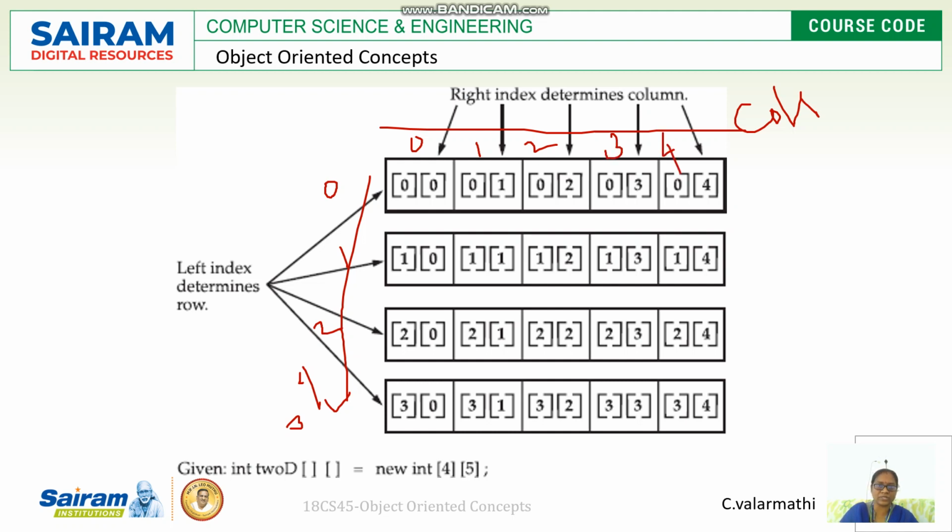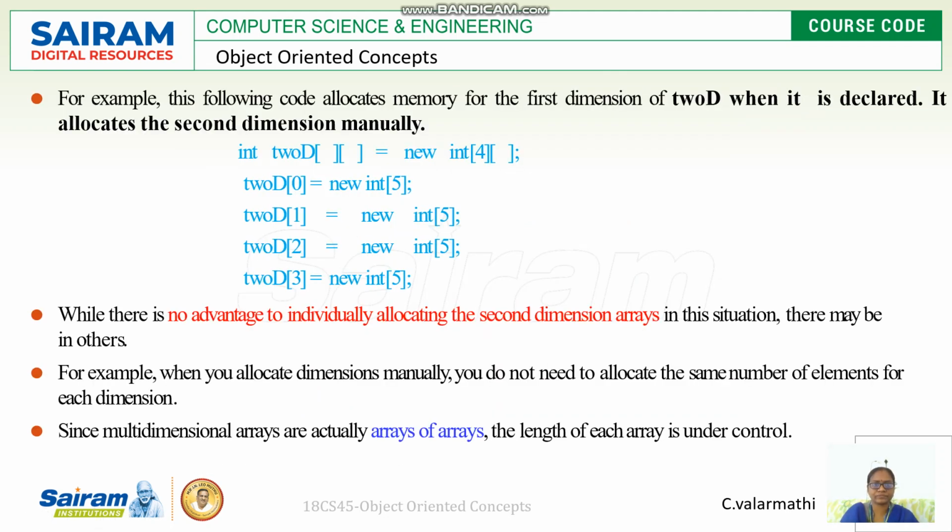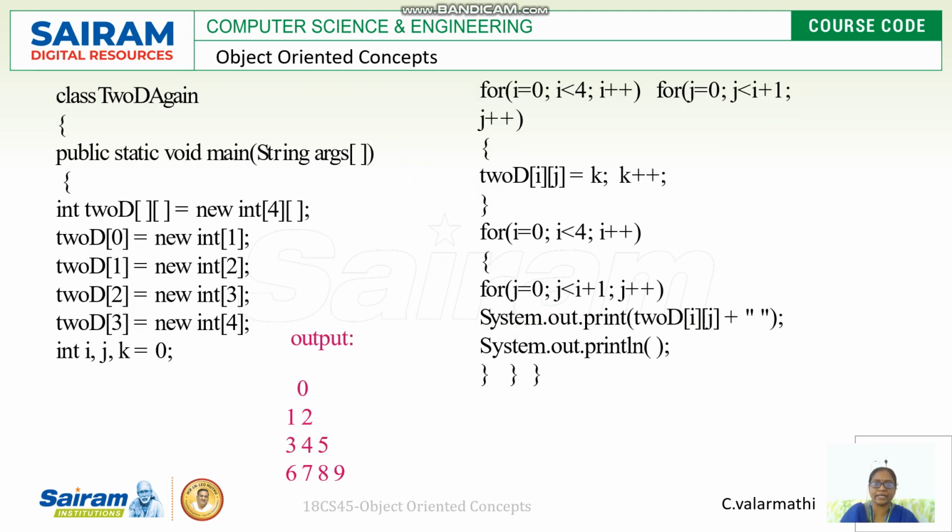So the first value will be 0 into 0. Then the second value will be 0 into 1. Third value will be 0 into 2. Fourth value will be 0 into 3. Fifth value will be 0 into 4. After the columns are over, it starts from 1 into 0, 1 into 1, 1 into 2, 1 into 3, 1 into 4. Right. So this is what is declared here. One more example, in the same way I can code the program. This is called a two-dimensional array.